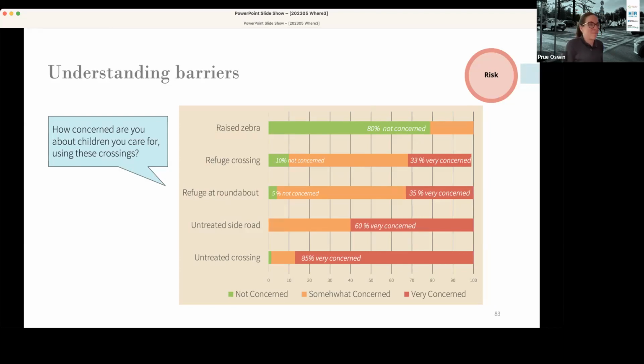Yeah, Hafez. Sorry, can I ask a nerdy question? We've discussed this before, the overlap between perception and actual safety. Have we done any sort of validation or comparison of this data and actual safety data?